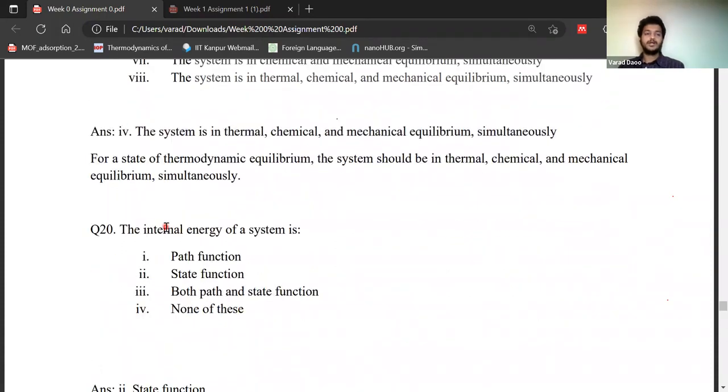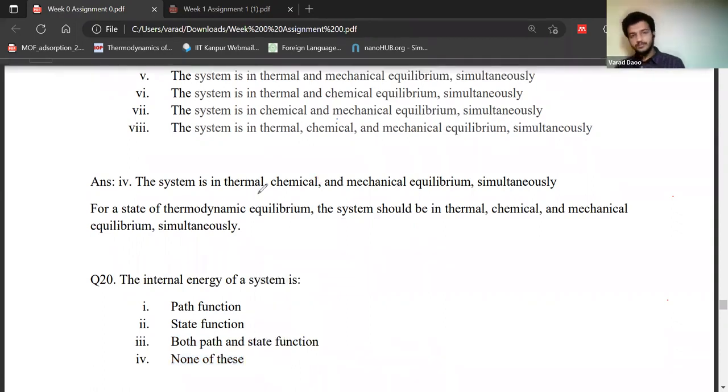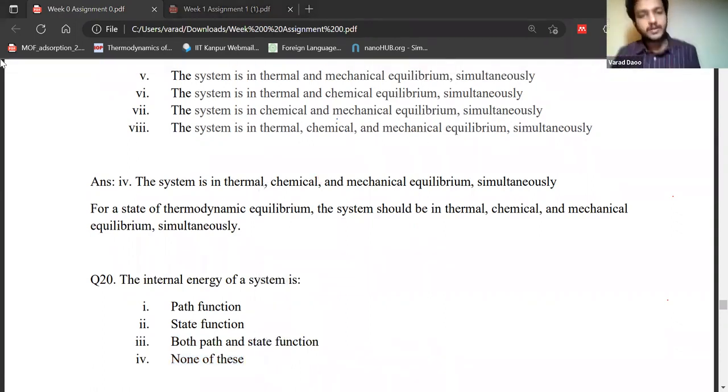So now we'll go to the last question. What is the last question? The internal energy of a system is: option 1, path function; option 2, state function; option 3, both path and state function; option 4, none of these. Would anybody like to try it? I'll give you 1 minute. Remember, it's internal energy.